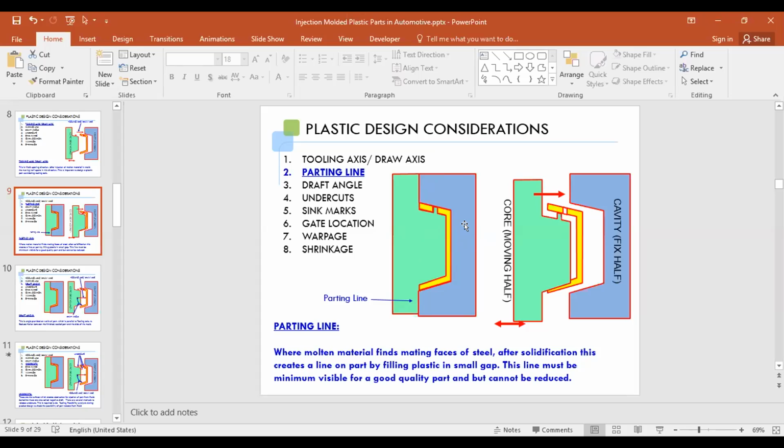It is not possible to avoid that parting line. It will always be there because between two steel halves, we are trying to seal the molten plastic material, so there will always be chances of a small line. But yes, if the mold design or mold manufacturing is of good quality, we can minimize the visibility of that parting line. But it is not possible to avoid it completely.